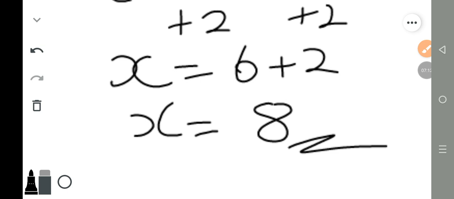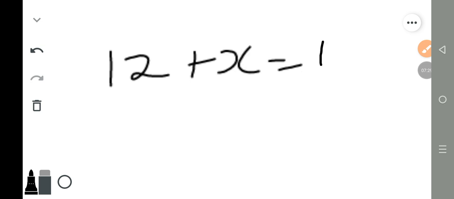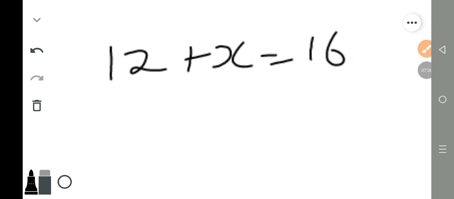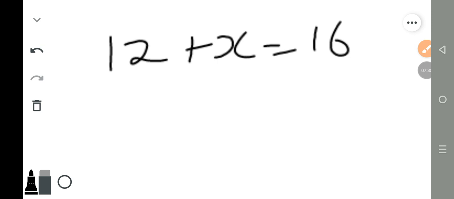Alright. So let's do one more. Over here we have an equation that looks like this: 12 plus x equals 16. What do you do in this situation? Okay, I will give you a little bit of time. Solve this, pause the video, solve it.